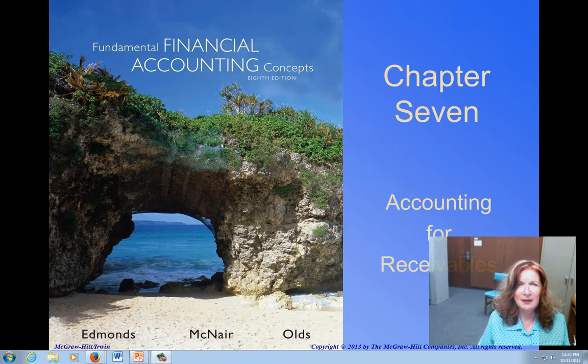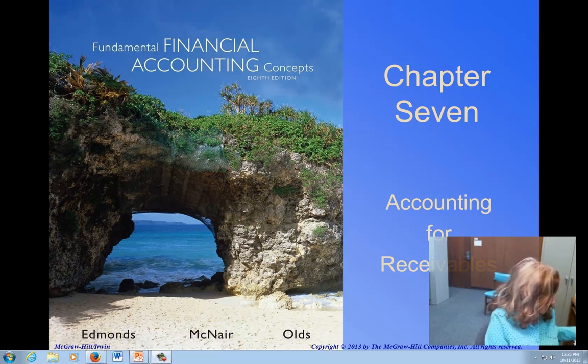We found out about discounts on receivables, so that if they pay us quickly, we will take even less money. And now we're going to talk about what if some people do not pay us at all. So that's the element of focus in chapter 7: what if the customers don't pay us at all.